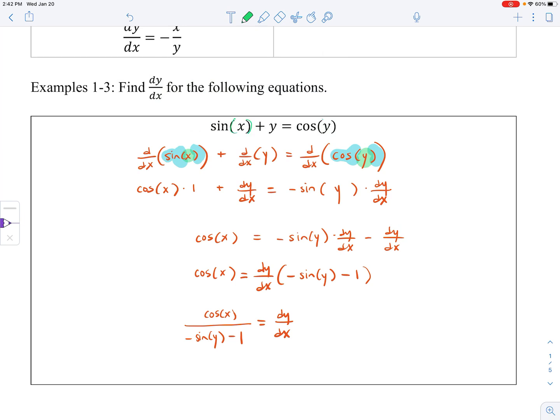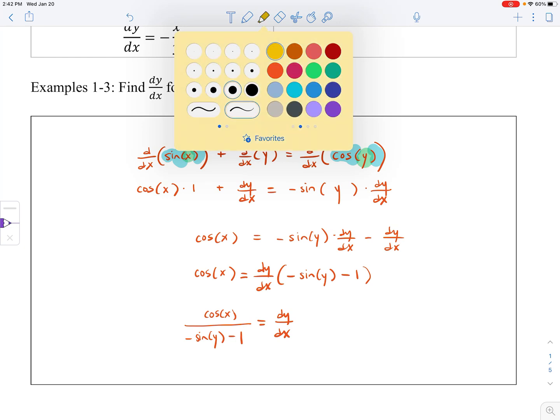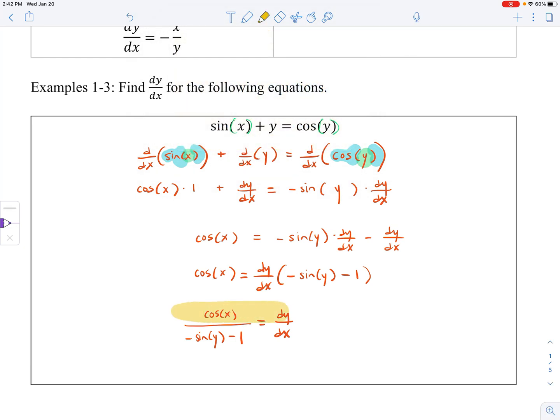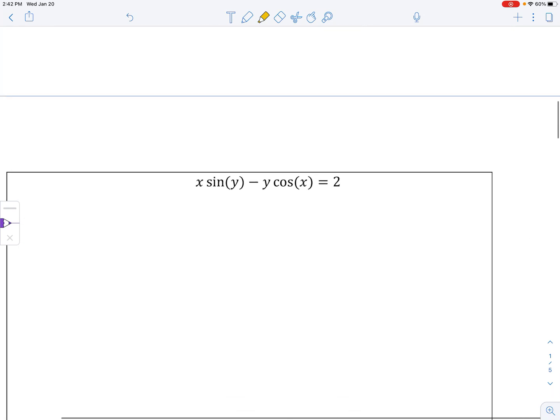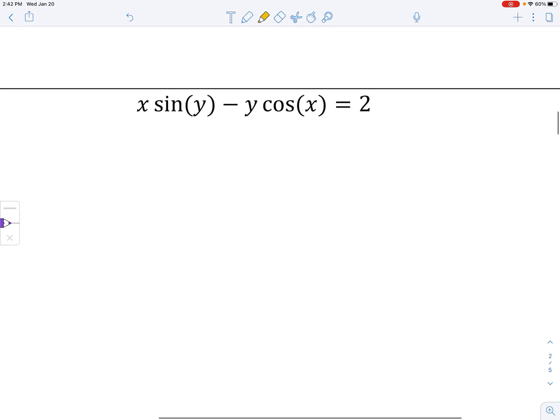And I like to put the parentheses. It's not necessary, but I like to put the parentheses around the arguments of the trig functions just so it's very clear what is the argument. So then that is dy over dx, the derivative of y with respect to x for this first example.